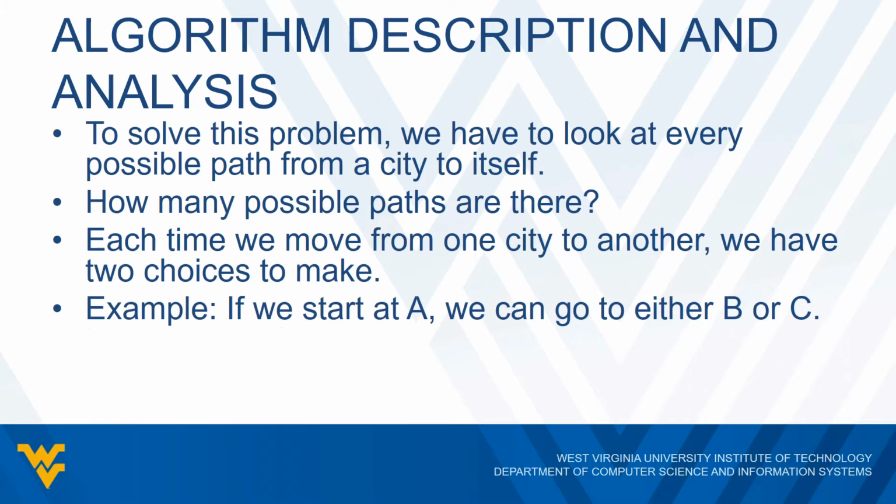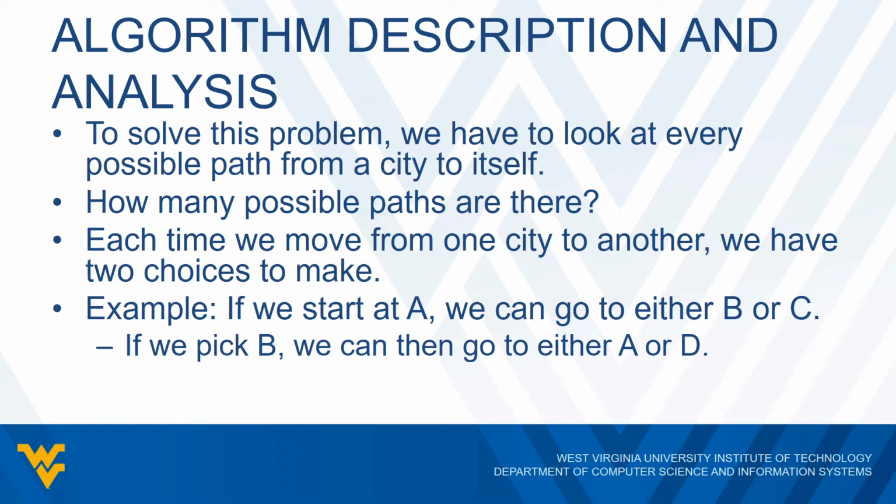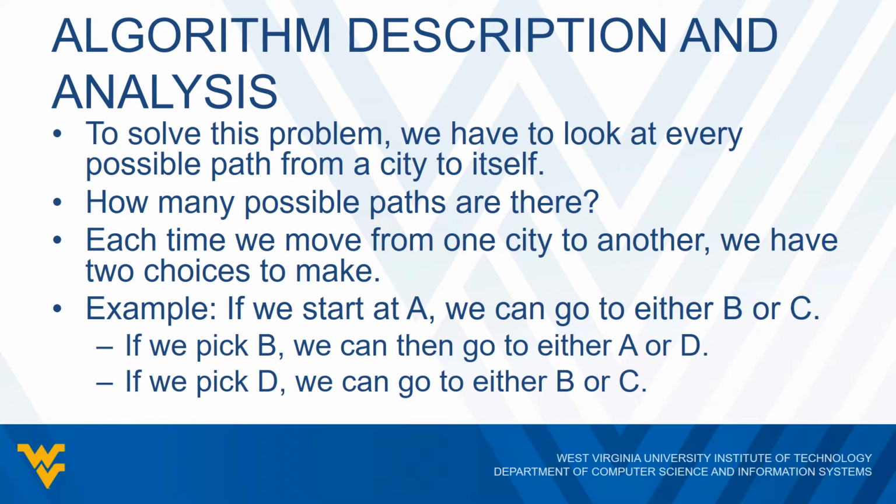So for example, let's say we start at city A. We can then go to either B or C. If we pick B, then we can go either back to A or we can go to D. Well, let's say we go to D. If we go to D, then we can go either back to B, or we can go forward and go to C.